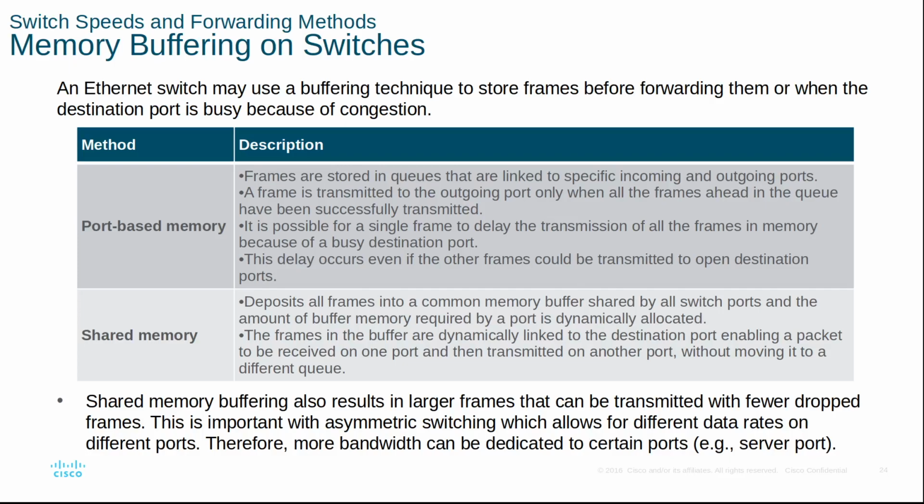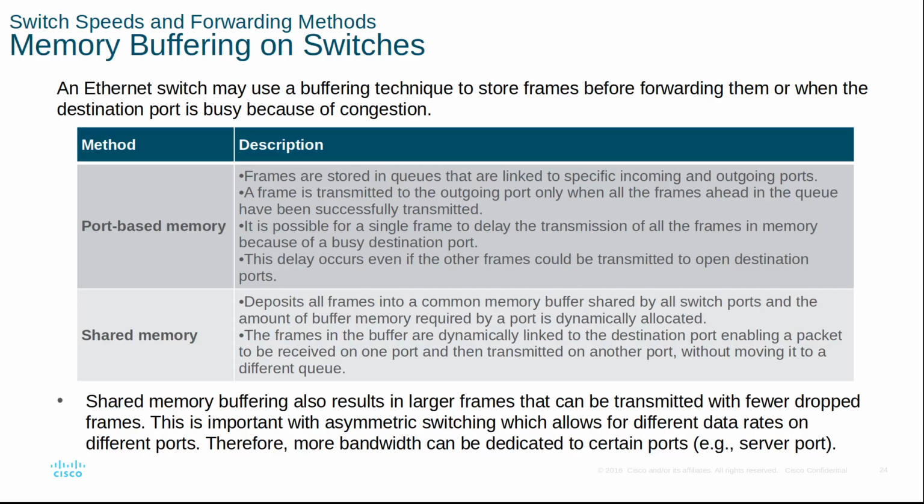With shared memory, all the frames are deposited into a common memory buffer that's shared by all the ports on the switch. And the amount of memory in the buffer is dynamically allocated based on how busy the port is. Frames in the buffer are dynamically linked to the destination port, which gives you a faster transition from one port to another without moving to a different queue. Shared memory allows larger frames to be transmitted with fewer dropped frames.